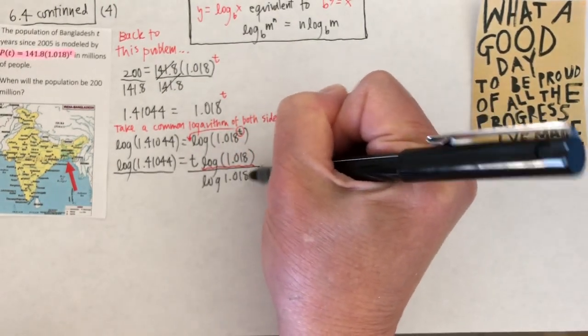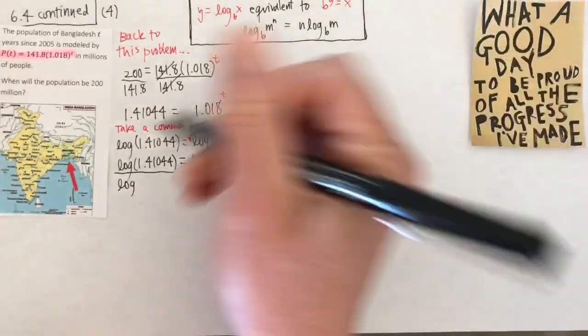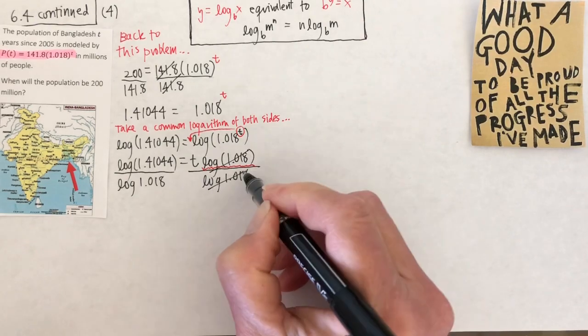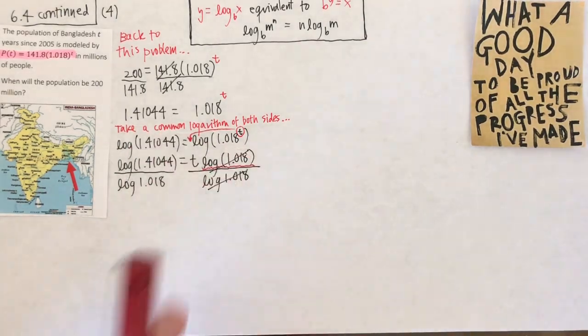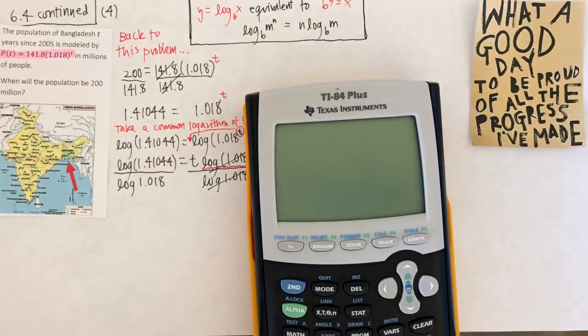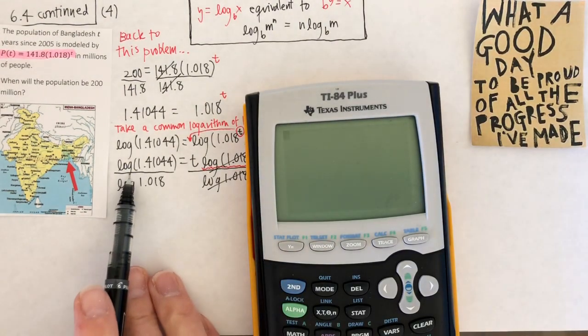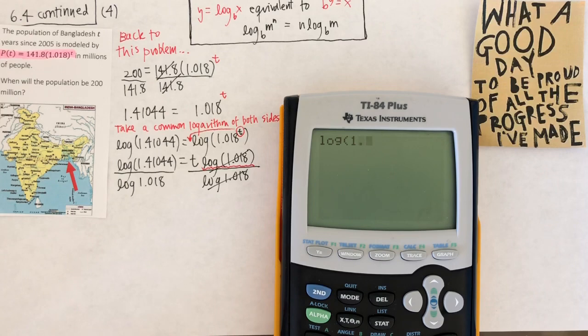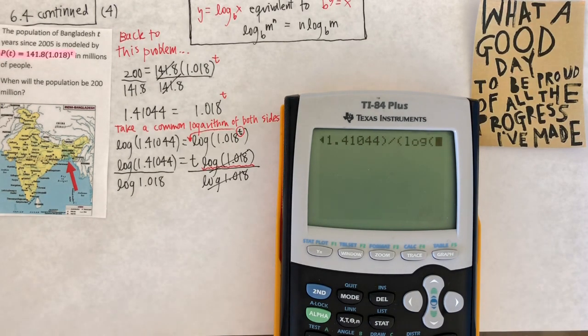So log of 1.018. And I'll divide this side by the same thing, log of 1.018. This goes away, this goes away. Now what do I do with this? The nice thing is on the right side all I have is t. Well, this is the great thing about a common logarithm. The base 10 logarithms are on our calculator, so we're going to actually just find the log of 1.41044 and divide it by, let's close that parentheses, and divide it by parentheses log of 1.018.